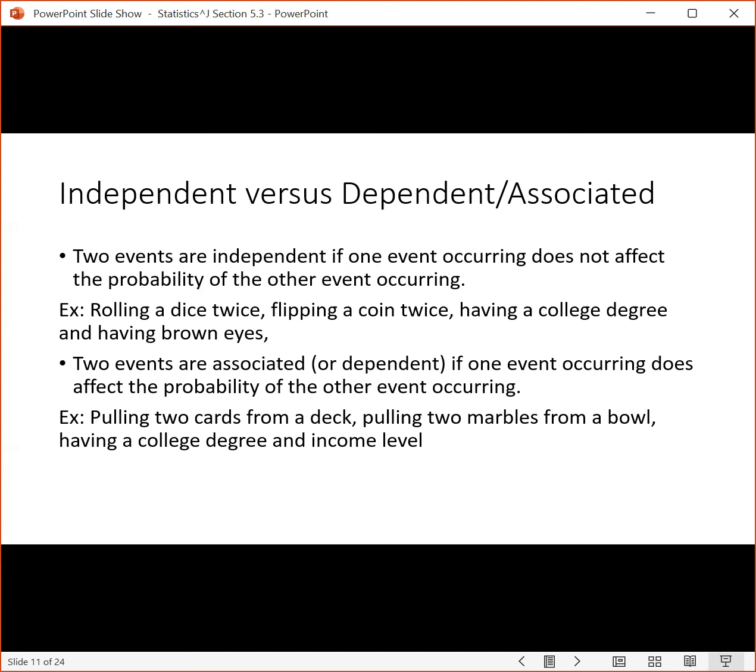And then finally, having a college degree and your income level. Those two things are associated, or they are dependent upon each other. If you have a college degree, then your income level is affected by that. You're more likely to have a higher income level because of the fact that you have a college degree.